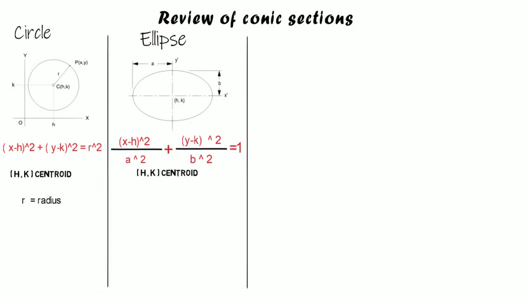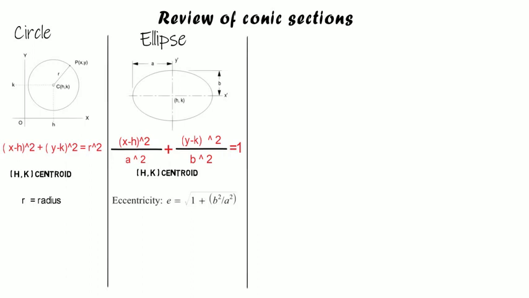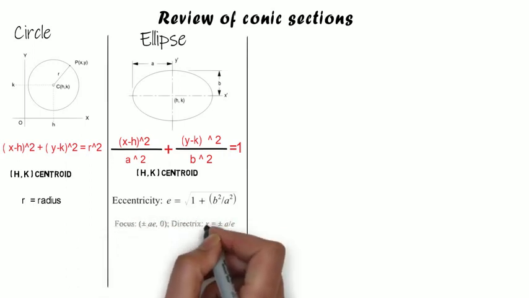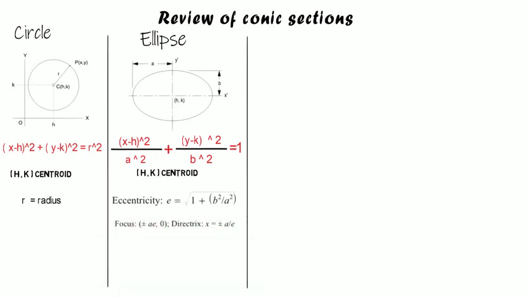Also, if you have to find the focus or foci of the ellipse, you have two methods. The first method, according to the FE reference handbook, is to find the eccentricity first. You will find the equation of eccentricity in the reference handbook. So the focus equals plus or minus a multiplied by e, and 0, if the centroid is at the origin, or h plus or minus a multiplied by e, and k.